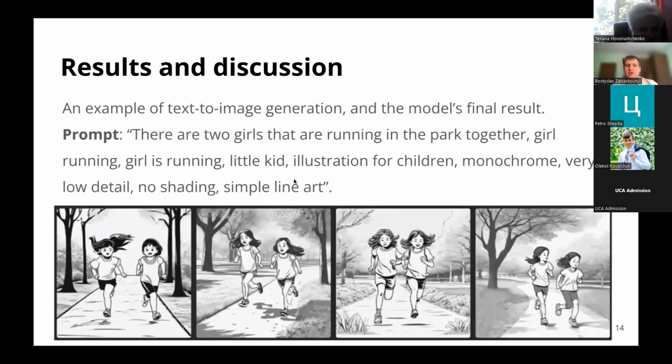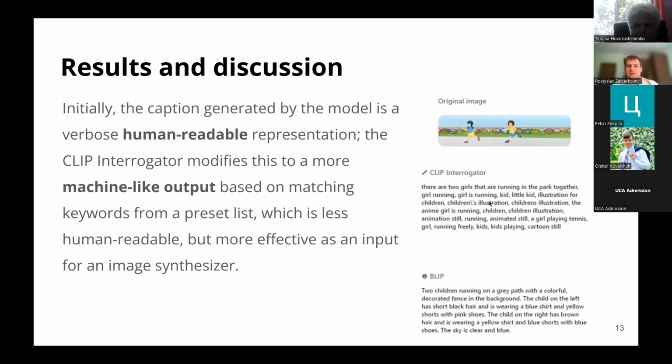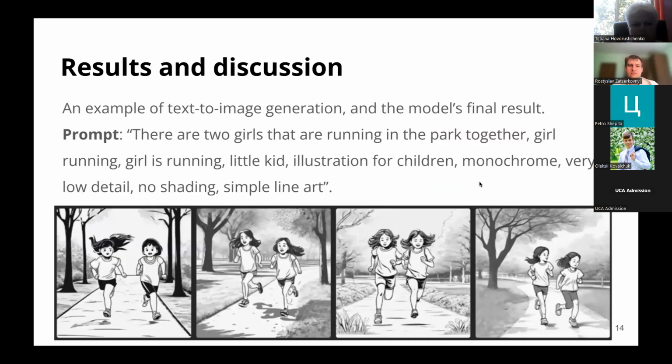So now we use this prompt, which is an adapted version of this one. We take the first couple of keywords and then add these ones, which are supposed to make the illustration more accessible. And you can see that the final result more clearly shows two children running, and some of the images it produced, particularly the first one, which is being used in our case, is extremely low detail. It's very clear what's happening here. So there are two girls, some park in the background, and all the elements are fairly clearly distinguished from each other.